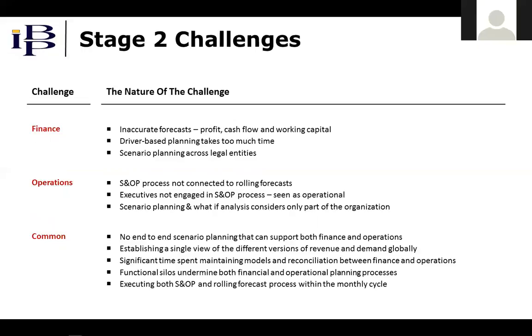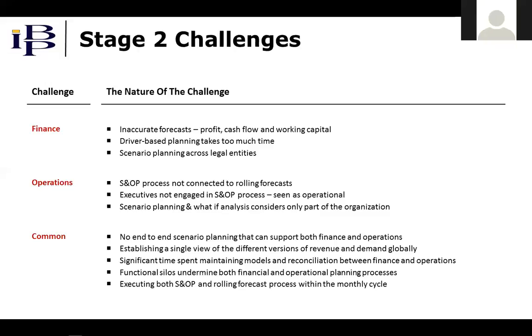So what happens at this stage, there are some pretty common challenges that organizations run up against, and this has to do with the fact that you're using fragmented systems. So, for example, in finance, forecast accuracy is an issue. Driver-based planning takes way too much time, or rolling forecasts. Trying to do any sort of sophisticated scenario planning that cuts across legal entities is usually still on spreadsheets.